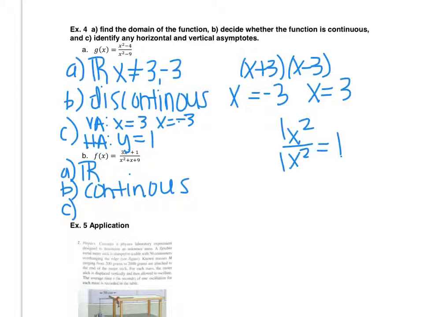Now, part C is identifying our asymptotes. So our bottom is never 0, there's not a place where it's going to be 0. So we have no vertical asymptotes, but we do have a horizontal asymptote. Notice our leading coefficients, the degrees are equal. So we will have a horizontal asymptote, and that value is going to be at 3. So y equals 3.